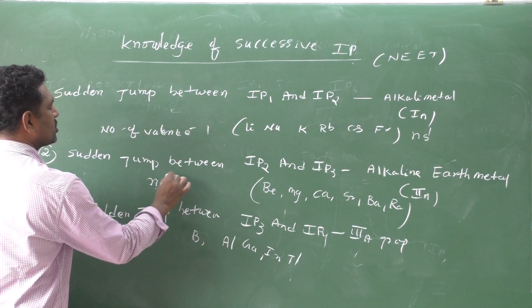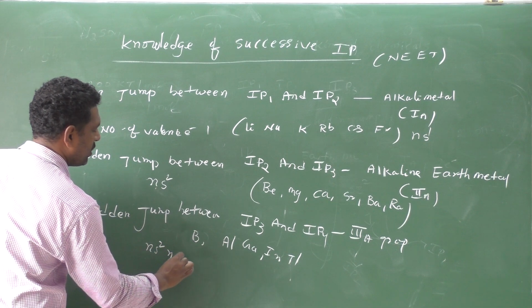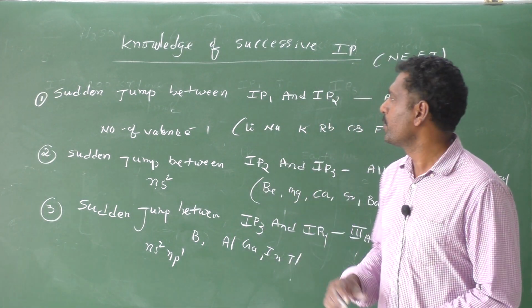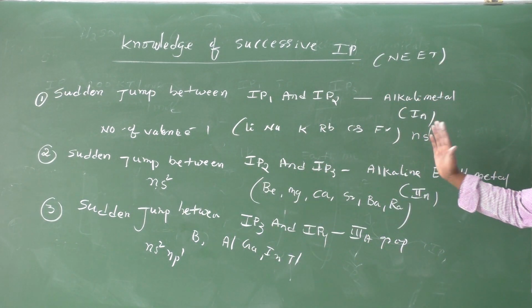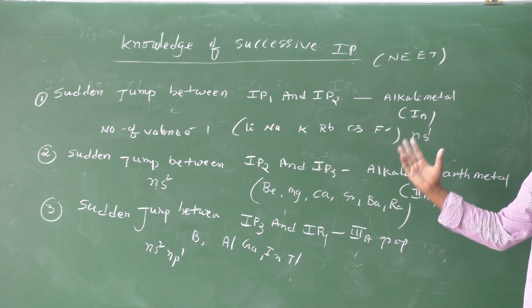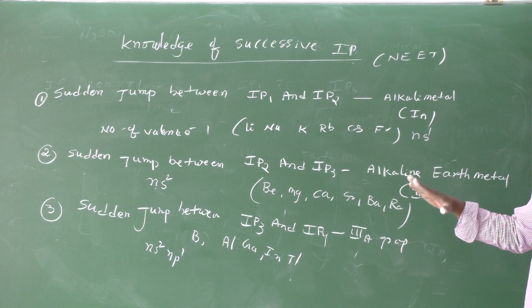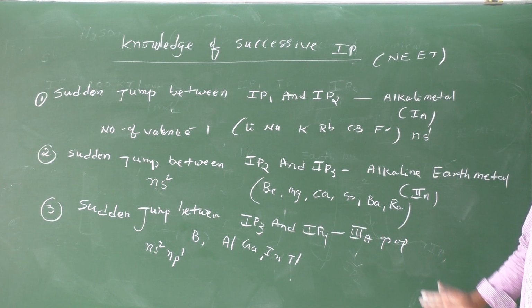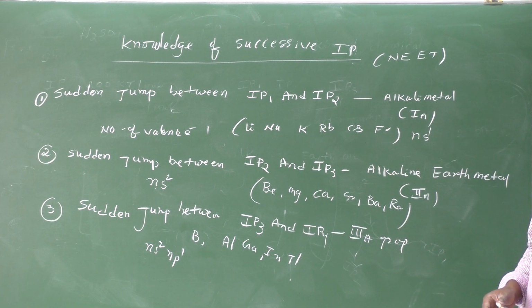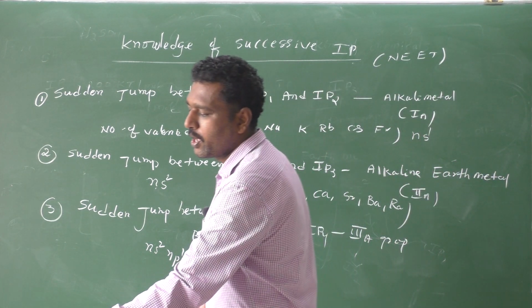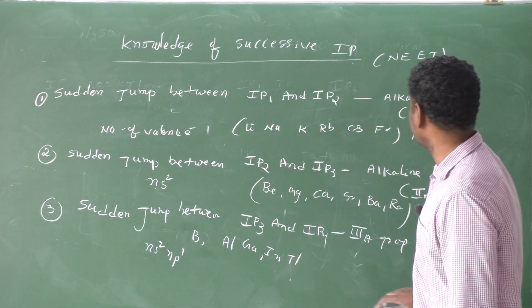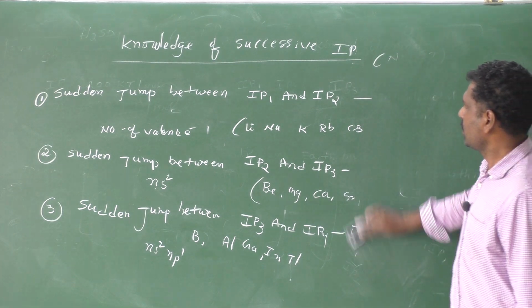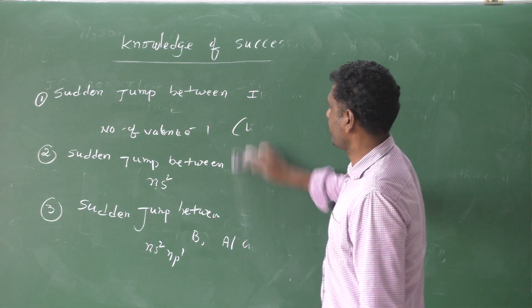So this is about sudden jumps. I will give one more example for this. Sudden jump between IP1 and IP2 is alkali metal. Sudden jump between IP2 and IP3 is alkaline earth metal. Sudden jump between IP3 and IP4 is third A group element. General electronic configuration is ns2 np1. After that, I will give an example for this.